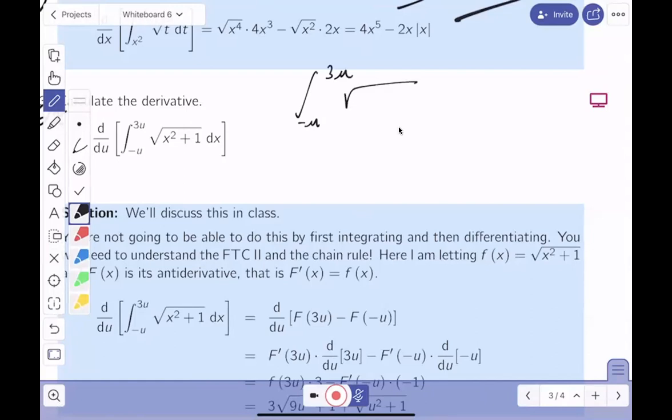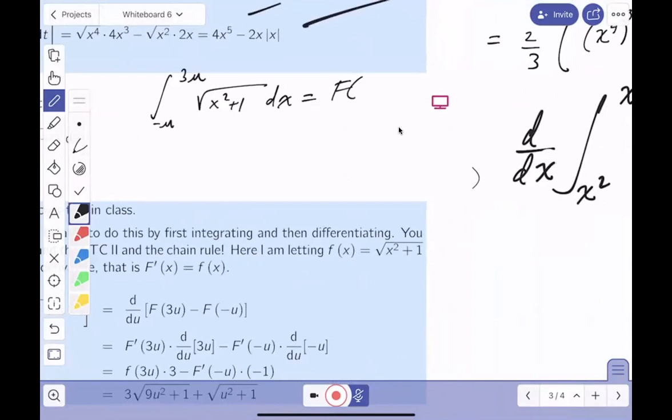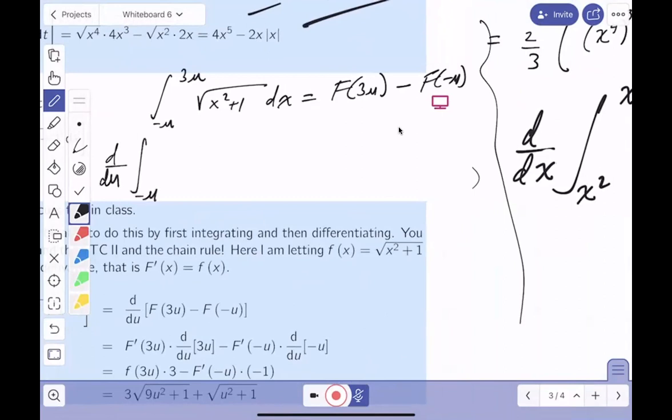And what do you get over here? I'm going to say some big F. I have no idea what it is. Again, if you take calculus 2, you'll find that out. I'm going to differentiate both sides with respect to u. And again, the left side really is a killer for me. The right side's easy. And I'll differentiate the right side. And that's going to be d du of f of 3u minus f of minus u.